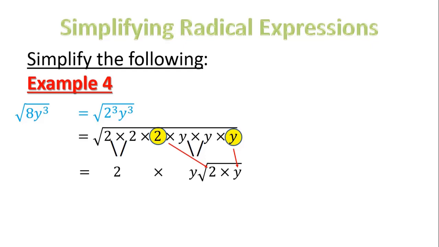Let's consolidate that or put it all together. So that equals 2 times y is 2y. Then my square root under that again is 2 times y, which is 2y. And so my answer to the square root of 8y cubed is 2y times the square root of 2y. And that's our fourth example.